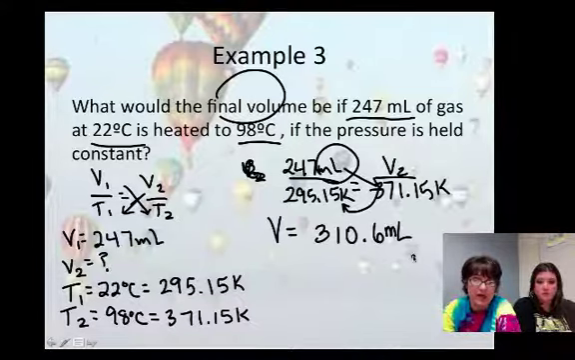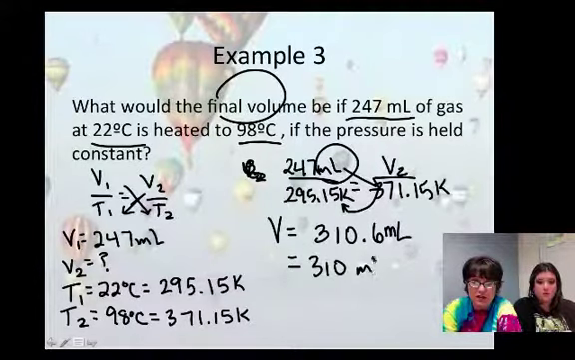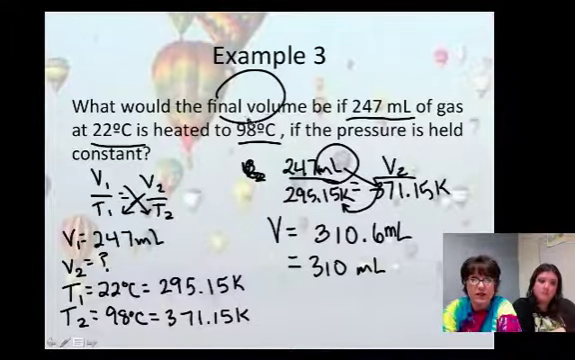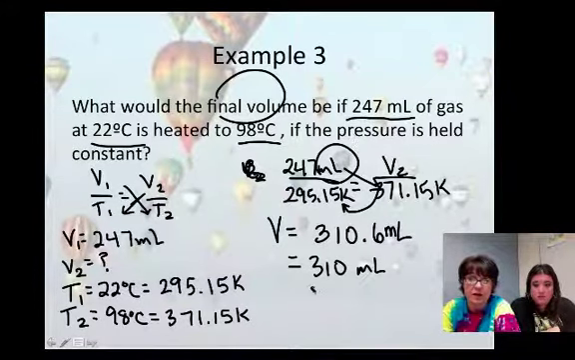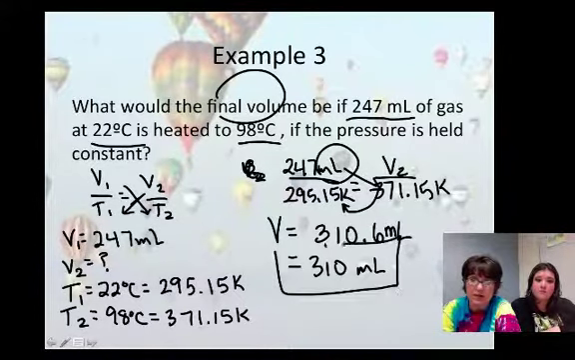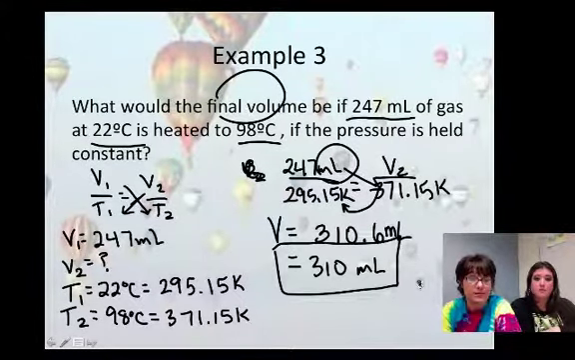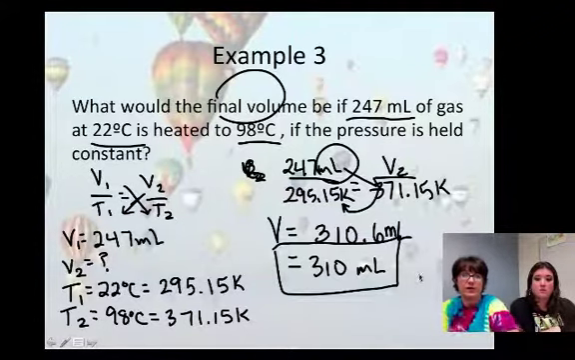Right. All right. Sig figs, we get to keep two sig figs. So instead of 310.6, we're just going to call this 310 milliliters. And let's see, does this make sense? Okay, so what did we do? The final volume, we heated up 247, so we expect that to expand. Yes. And that container got bigger because 310 is bigger than 247. All right, good. So we're getting something that makes sense. I feel like we could put a box around it now because we got what we needed.